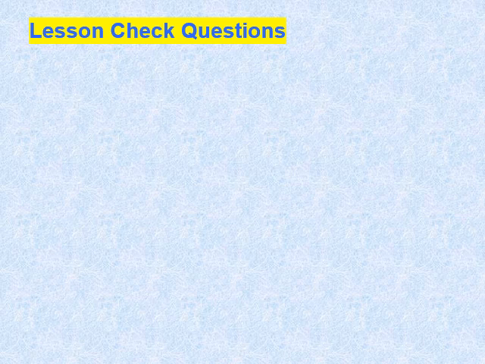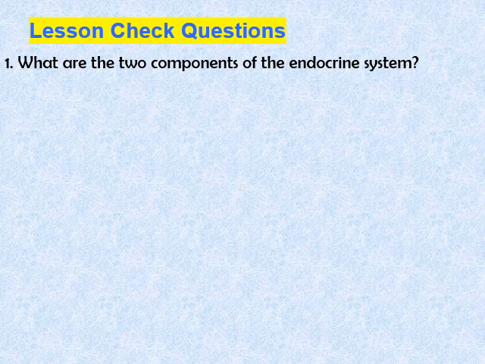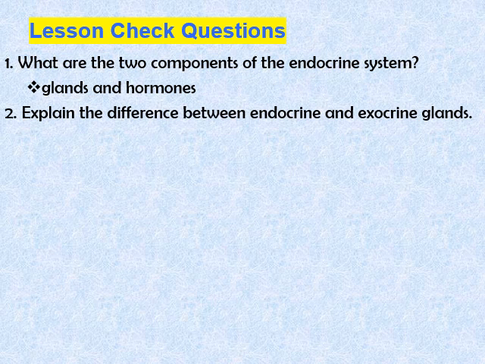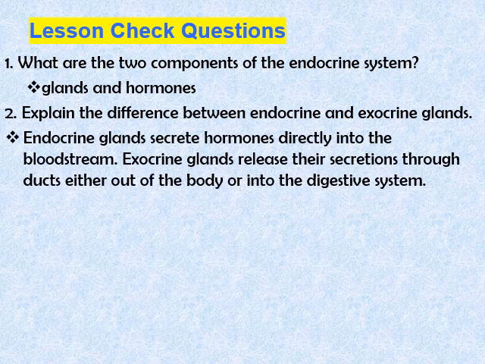Finally, let's answer lesson check questions. Question number 1. What are the two components of the endocrine system? Perfect. The two components of the endocrine system are glands and hormones. Question number 2. Explain the difference between endocrine and exocrine glands. Great. The endocrine glands secrete hormones directly into the bloodstream, while exocrine glands release their secretions through ducts, either out of the body or into the digestive system.